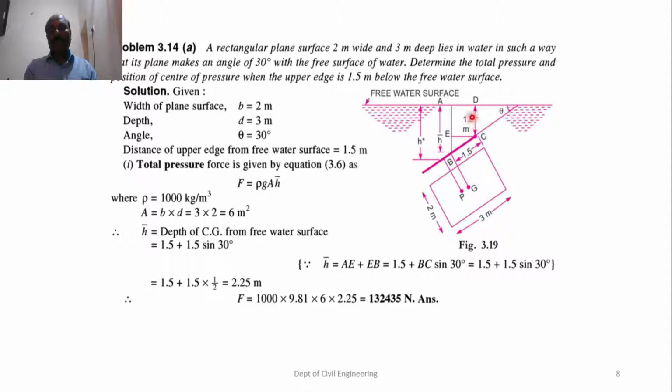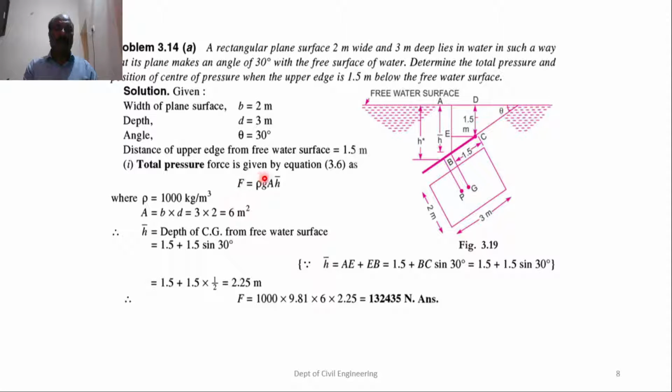So this rectangular plane surface is 1.5 meter below the free surface. The upper edge is 1.5 meter below the free surface of the liquid. So the distance of the upper edge from the free surface is 1.5 meter.